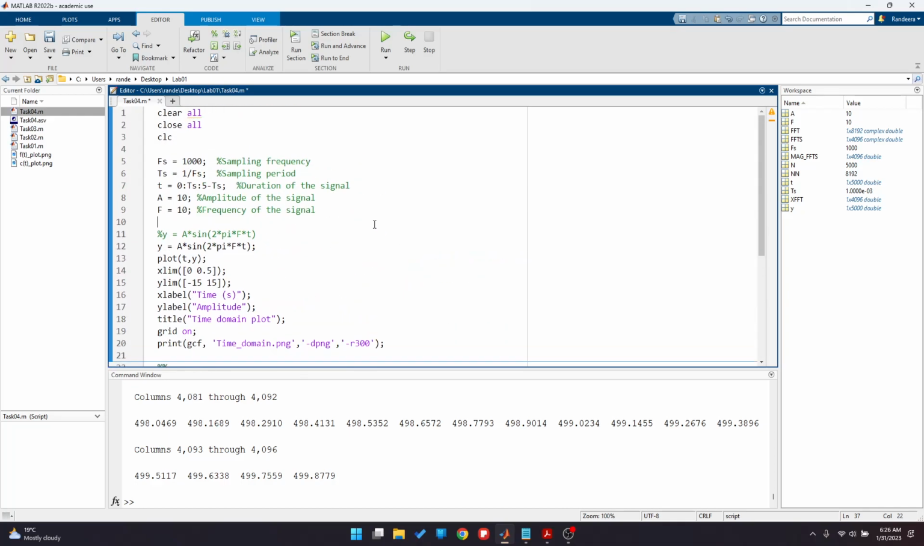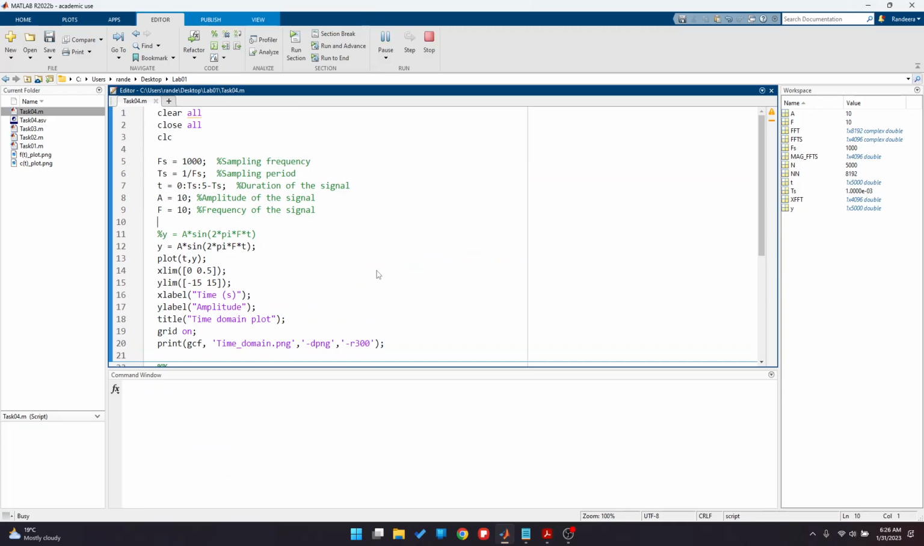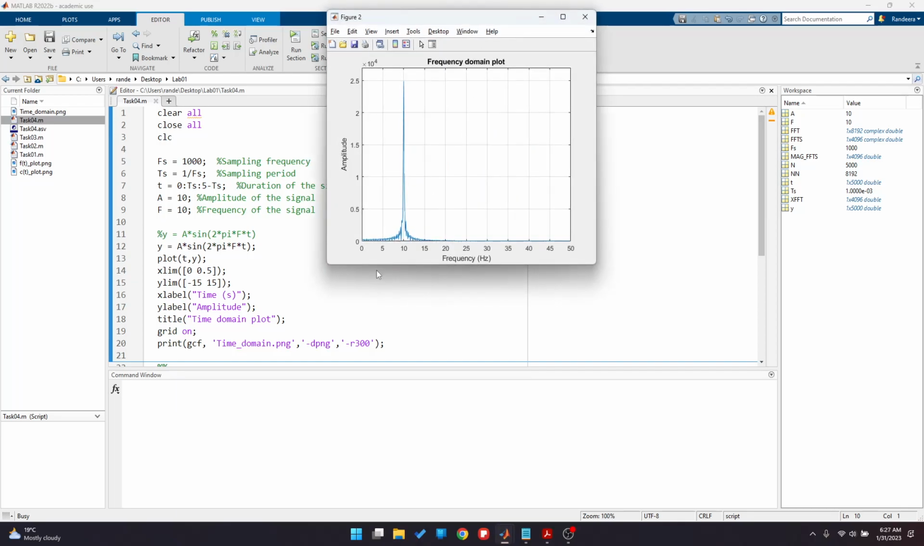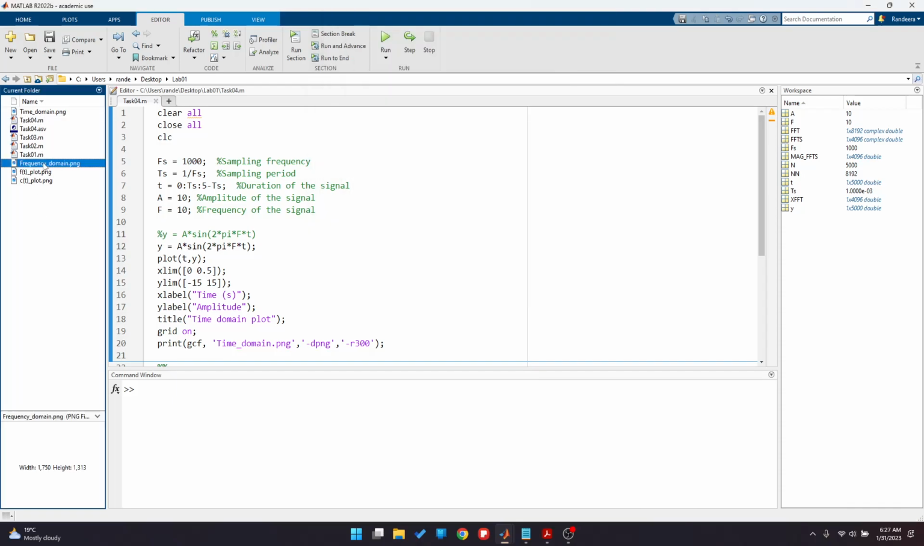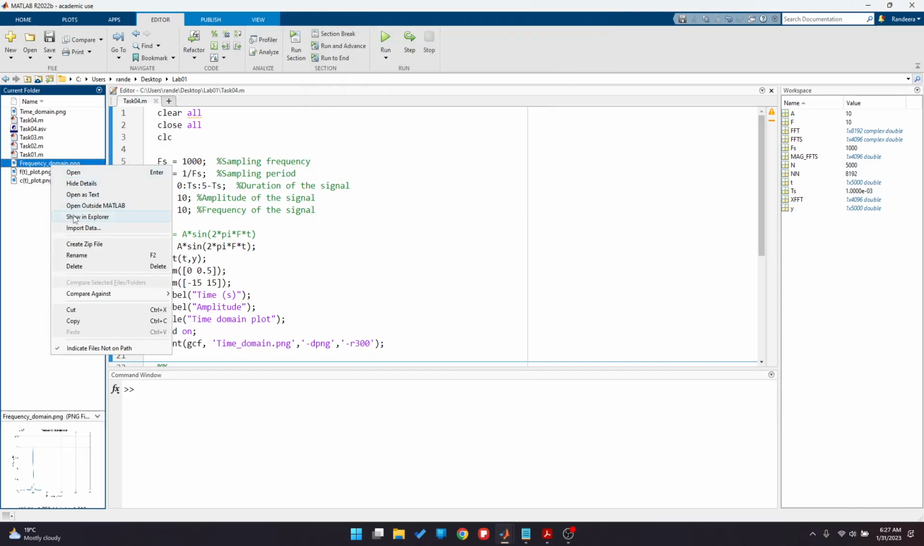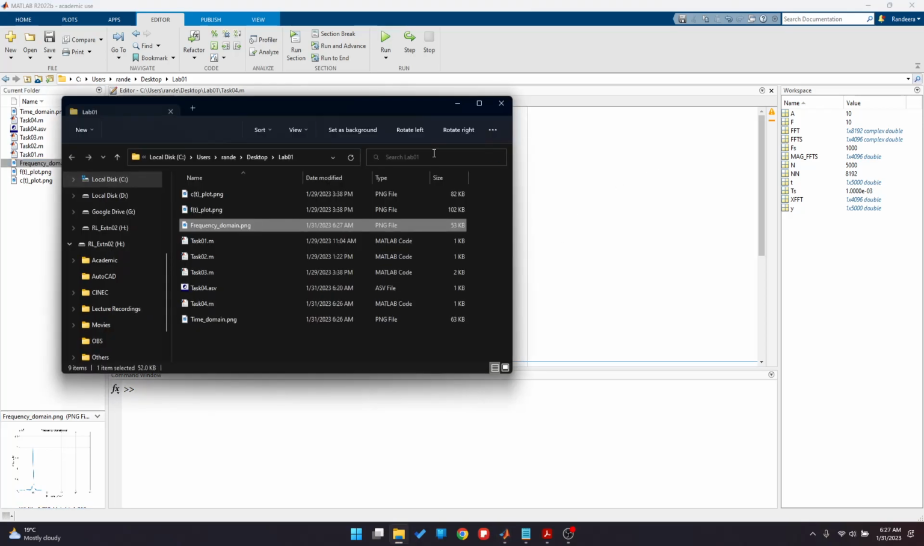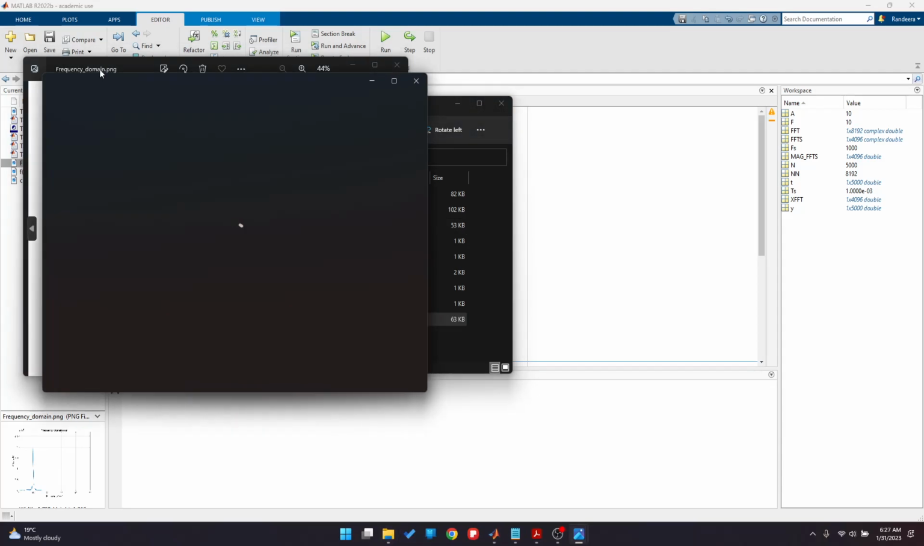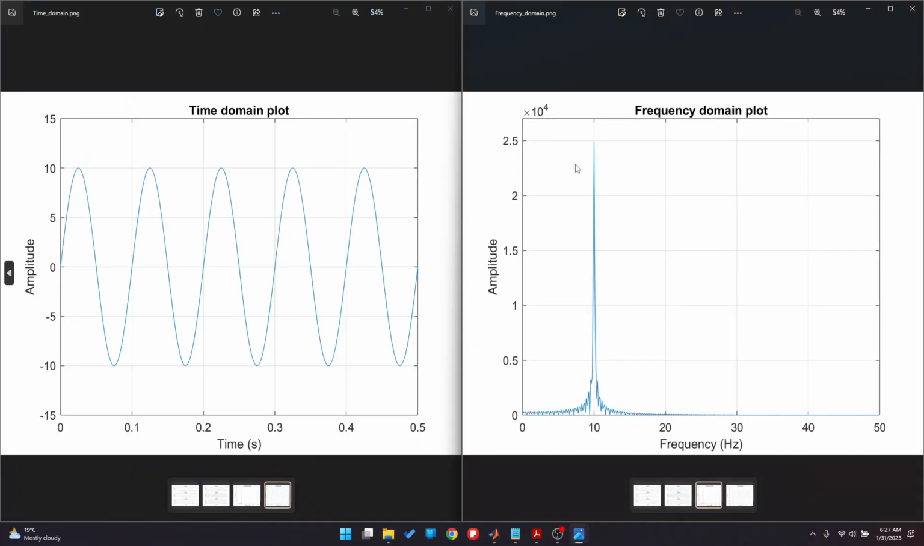Then I will run this full code and I obtain the time domain plot, and this is the corresponding frequency domain plot. And I will open this in the Explorer, so I can open the time domain plot and the frequency domain plot and get them side by side, and this is the complete result of task 4.